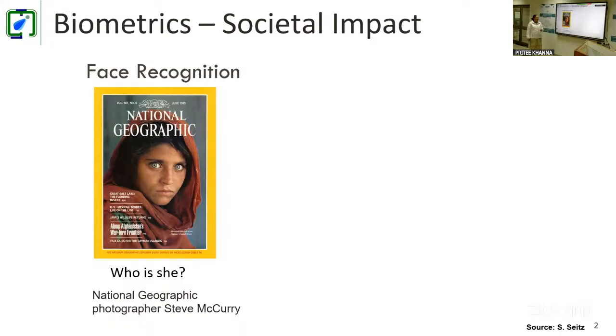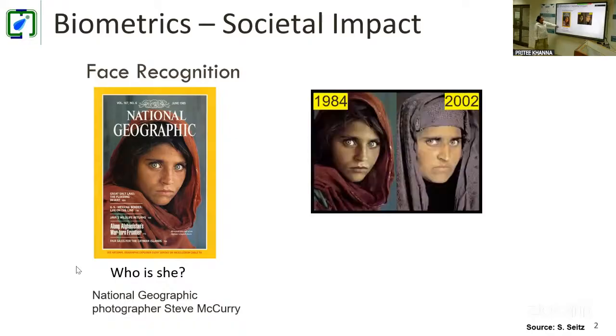Here is how biometrics can bring a societal change. Here you can see this is a picture. Can you recognize her? Afghan girl, right? Her picture was taken by a photographer when she was 12 years old, in a camp in Pakistan, in 1984. Then we again took a picture in 2002, after 18 years, and it was claimed that she is the same girl, Sharbat Gul.